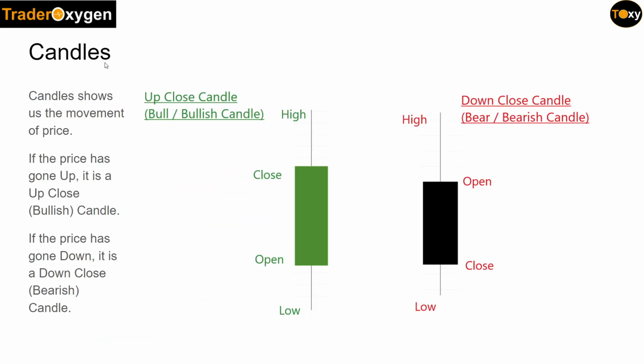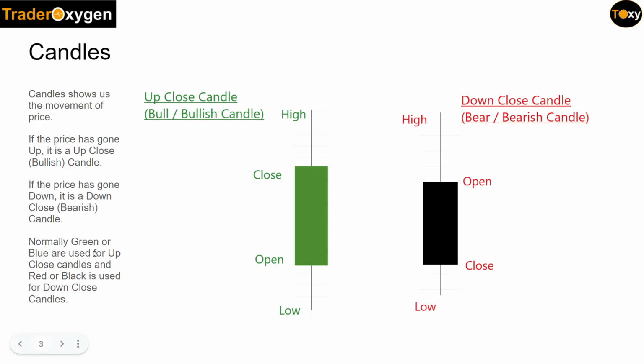Okay, so what are candles? Candles show us the movement of price, because we are trading instruments and they have a price, and the price moves. If the price has gone up, it is an up close candle. If the price has gone down, we call it a down close candle. For example, this green candle is an up close candle. This black candle is a down close candle.